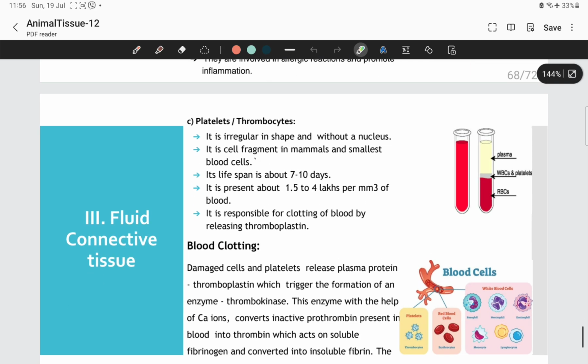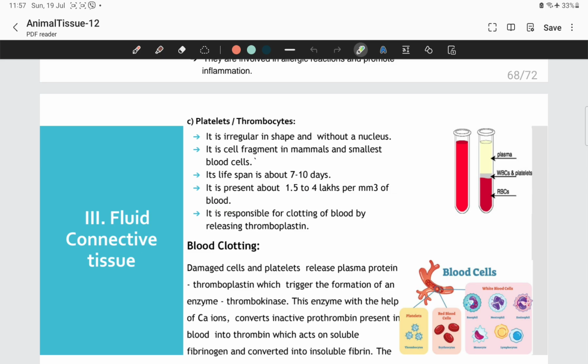Now, the third blood cell we have is platelets. It is also called thrombocytes, and it is irregular in shape and without nucleus in mammals, but in others it is with the nucleus. It is a cell fragment, made up of fragments of cells. Among the three types of blood cells, RBC, WBC, platelets, platelets is the smallest one. Its lifespan is really short because it has no nucleus, just 7 to 10 days only. And in every 1 cubic millimeter of blood, we will find 1.5 to 4 lakhs.